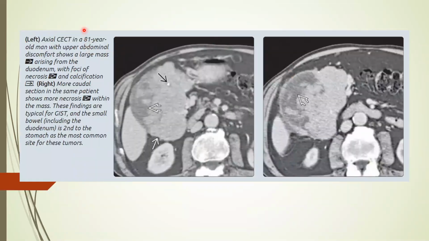This patient is an elderly man presented with upper abdominal discomfort, and the CT scan shows a large irregular heterogeneous mass in the upper abdomen related to the second part of the duodenum, and the mass shows areas of necrosis and calcification. It is proved to be GIST.